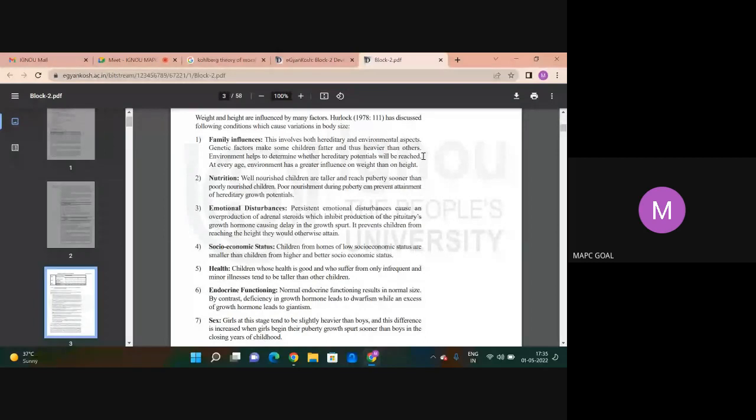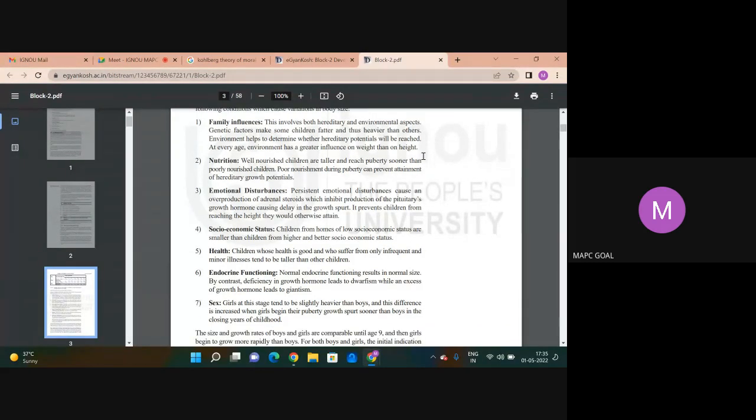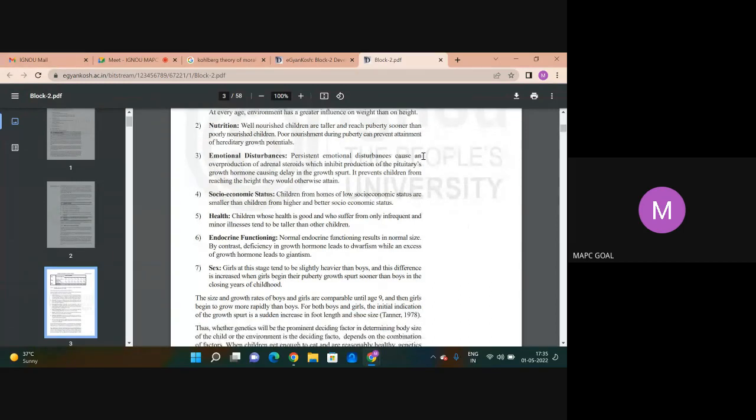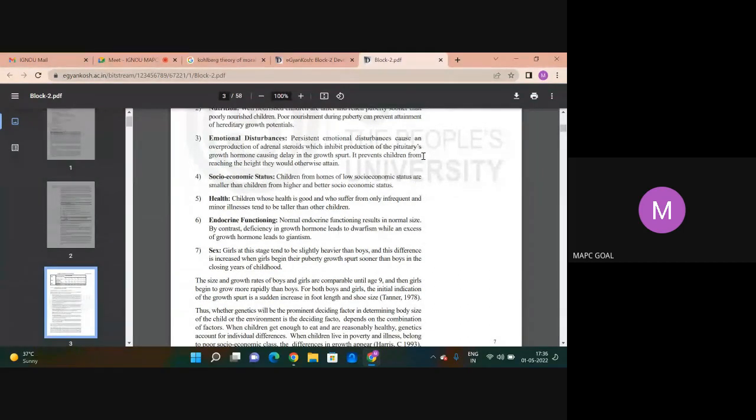Then nutrition. Well nourished children are taller, but they might also reach puberty sooner as compared to a poorly nourished child. Again, it's the family that is going to affect the height or the size. Then emotional disturbance. Persistent emotional disturbance can cause a kind of hormonal imbalance. The pituitary growth hormones cause delay in the growth spurt. It prevents children from reaching the height they would otherwise attain. You might have seen a malnutritious child, they are very thin and their body is not that developed. It's also because of the stress, the hormonal imbalance.